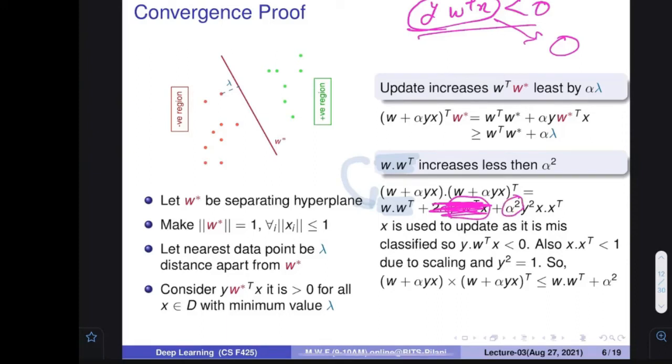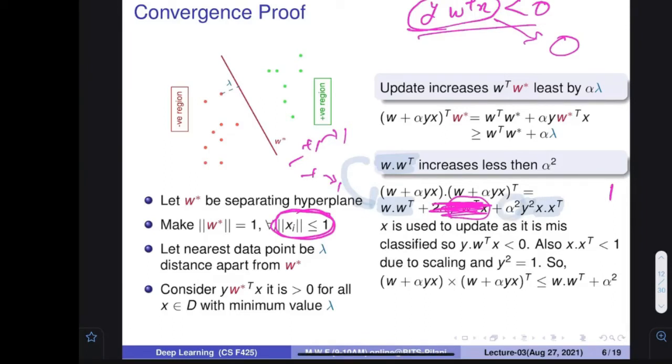Now another thing: it is alpha square, it is y square. y is the classification label, so y could be +1 or -1. The square of both is going to be 1. What is x transpose x? We talked a few minutes ago that x is normalized, and therefore x transpose x is going to be less than or equal to 1. So its maximum value is 1. Overall, the maximum value of this second quantity comes out to be alpha square.